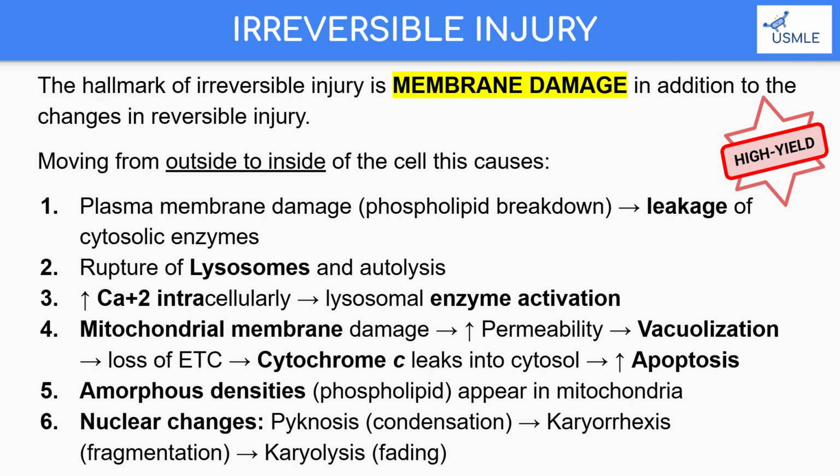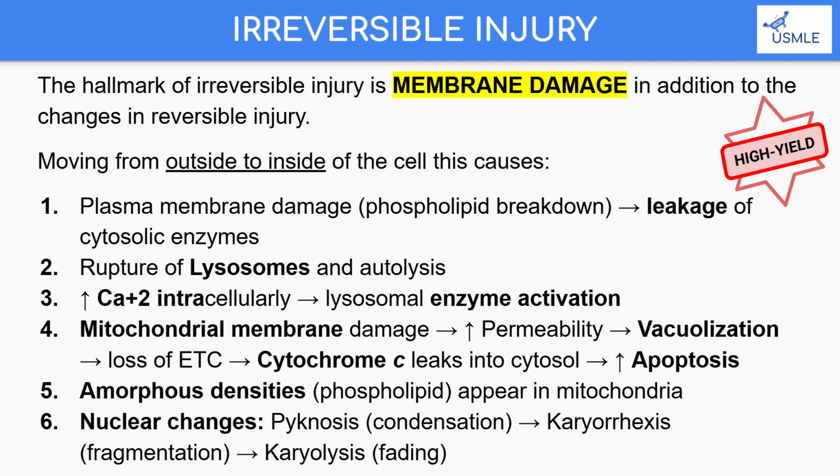First, the plasma membrane damage occurs due to the breakdown of phospholipids, which compromises the cell's structural integrity. This leads to the leakage of cytosolic enzymes, which are normally contained within the cell. Their release into the extracellular space signals irreversible damage and loss of function.